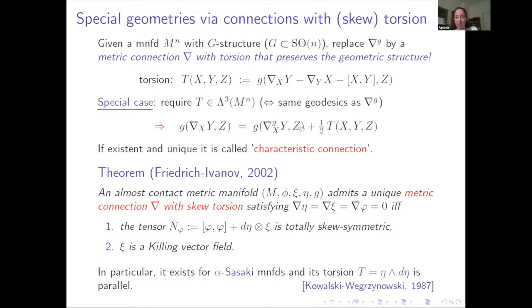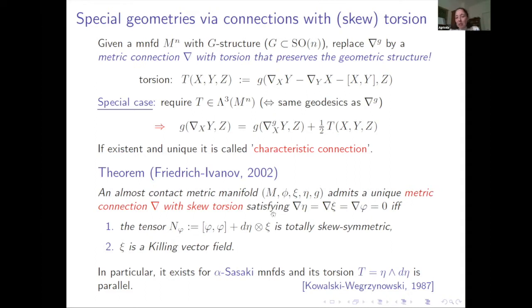Now, if such a connection, a metric connection with skew torsion, exists, preserving the geometric structure, and is unique, then this is called a characteristic connection. And the first observation by Friedrich and Ivanov is that on almost contact metric manifolds, we can formulate very easily a criterion for when such a connection is going to exist. Namely, if you look here, an almost contact metric manifold has a unique metric connection with skew torsion.